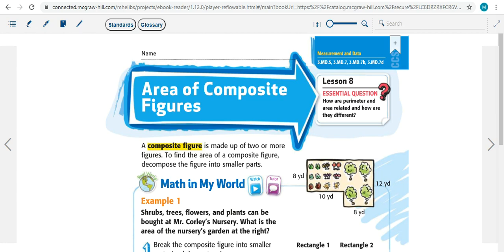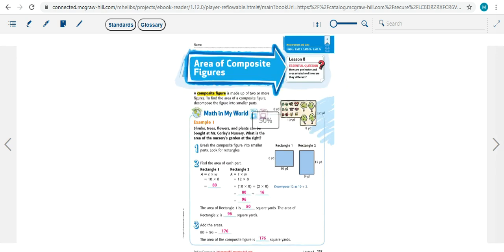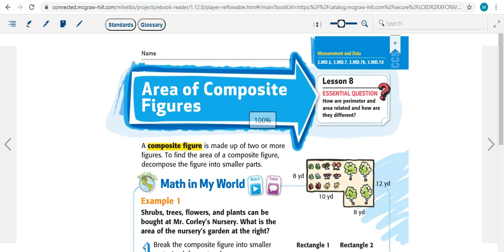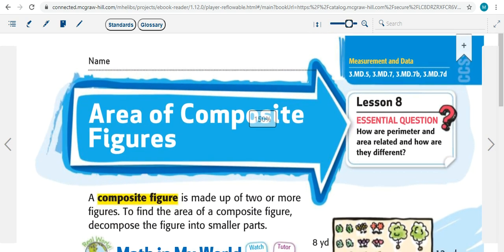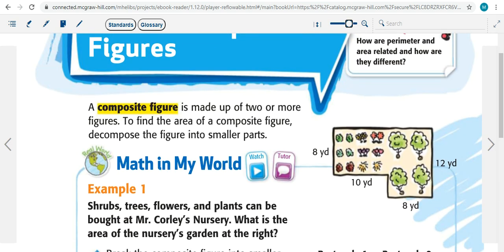We are going to work on lesson number 8, so please open up your books on page 797. Area of composite figures. First of all, we're going to learn what a composite figure is. A composite figure is made up of two or more figures. To find the area of a composite figure, you have to decompose the figure into smaller parts.